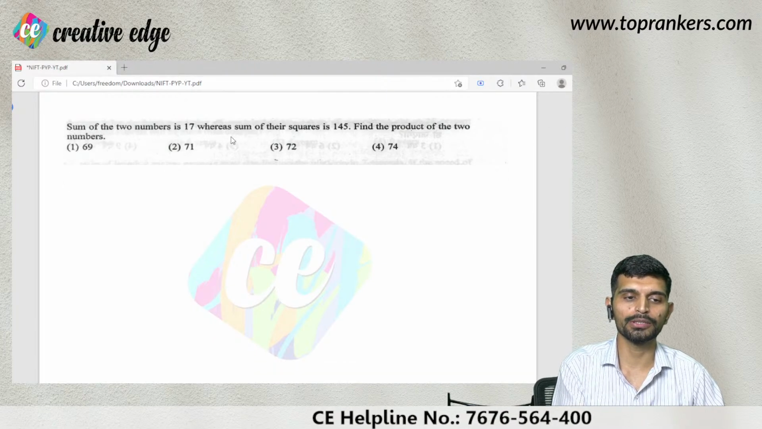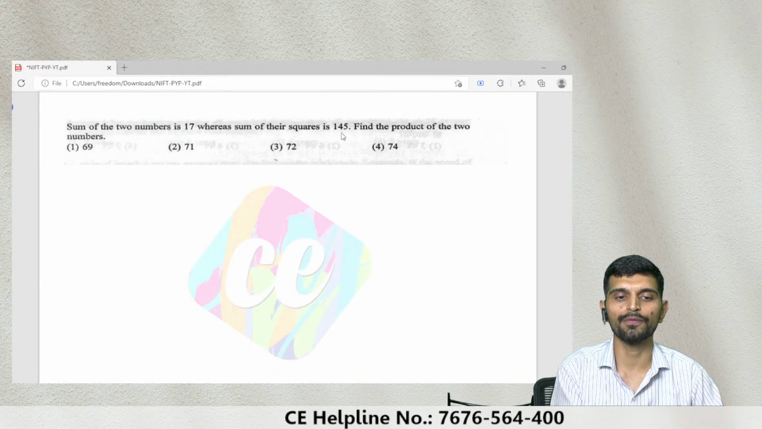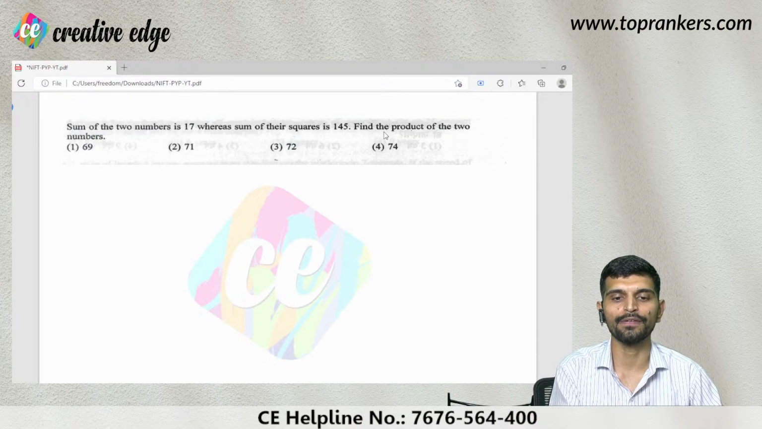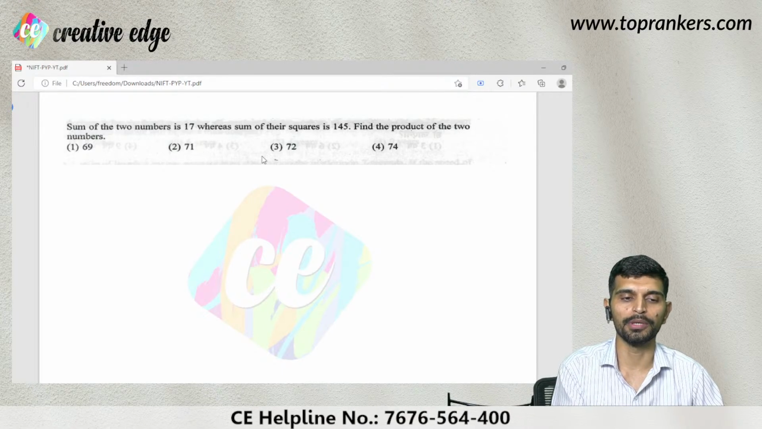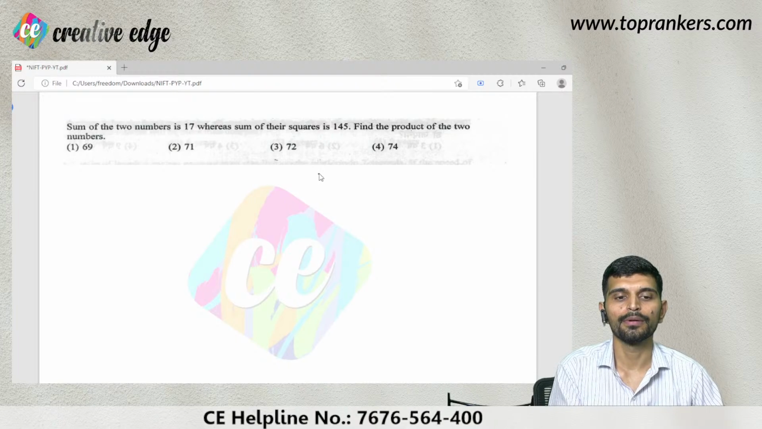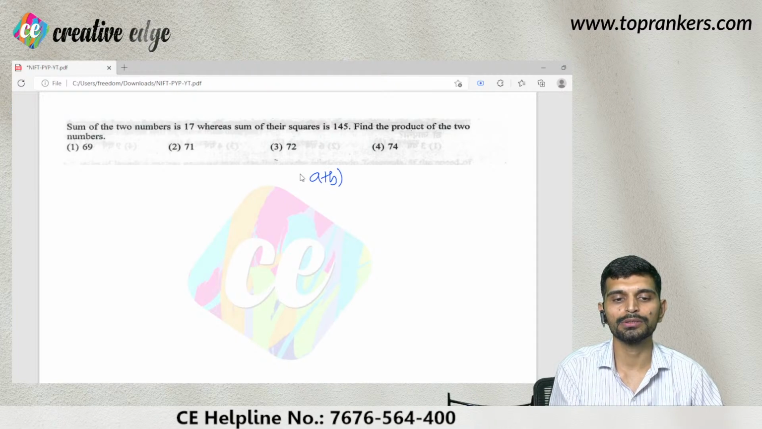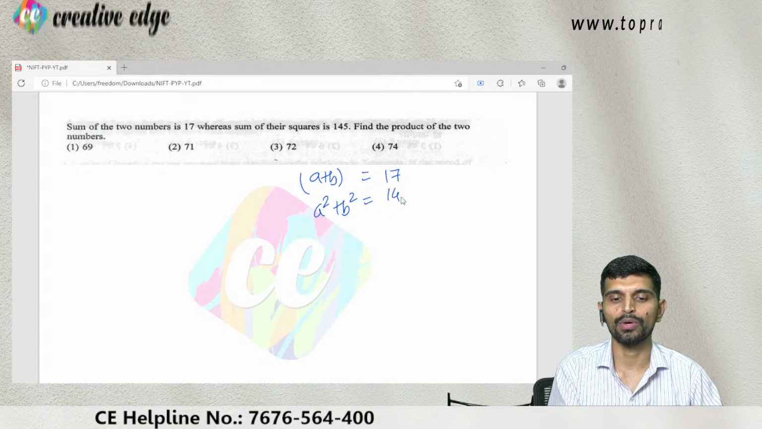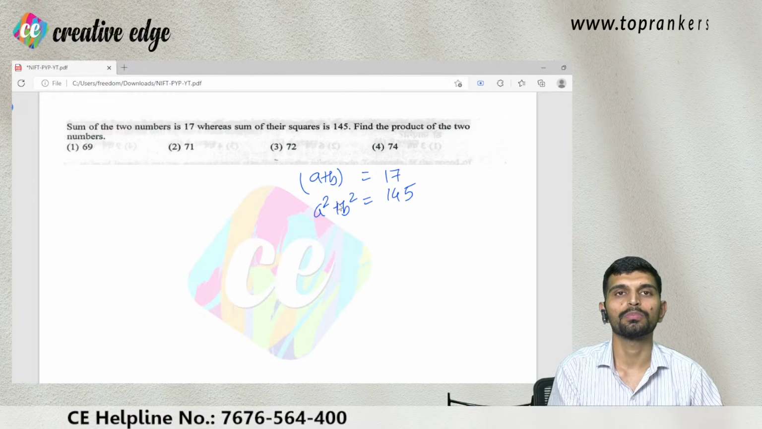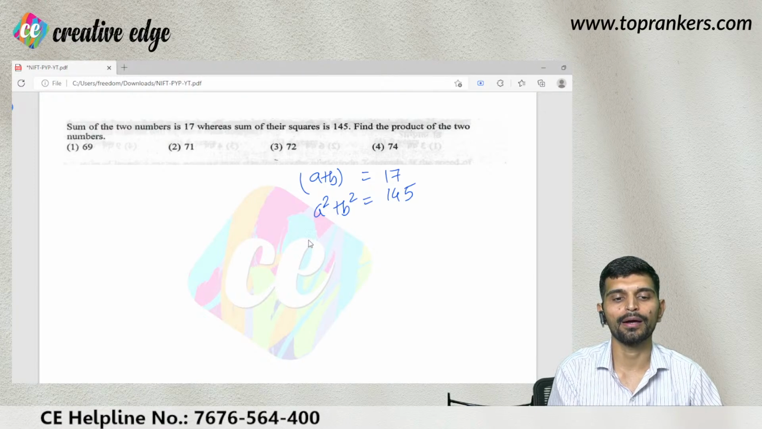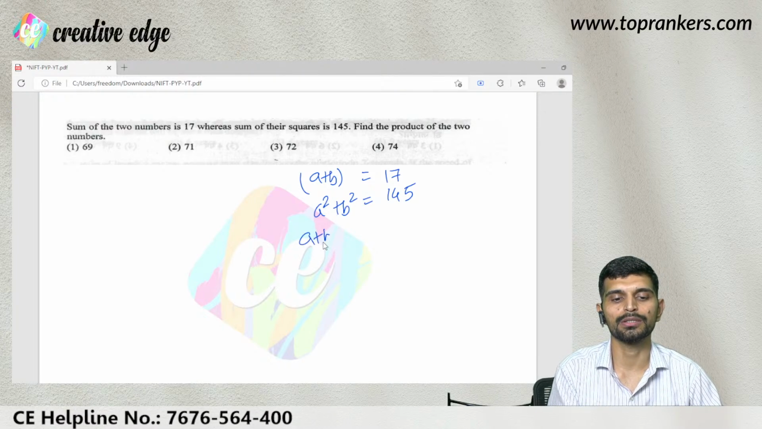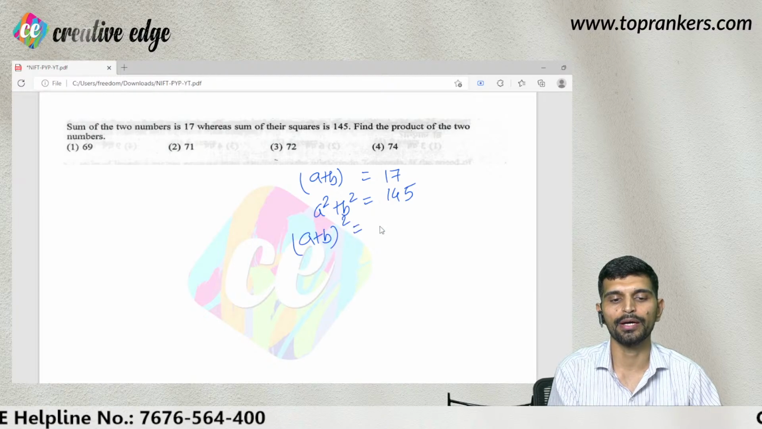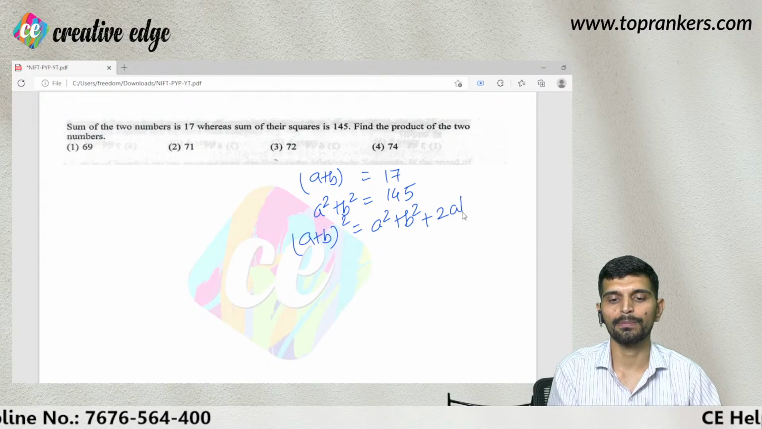Sum of two numbers is 17, whereas sum of their squares is 145. Find the product of the two numbers. It is quite simple. Say the sum of these two numbers is 17, as well as the sum of their squares is 145. So you just have to apply the algebraic expression, that is (a plus b) whole square is equals to a square plus b square plus 2ab.